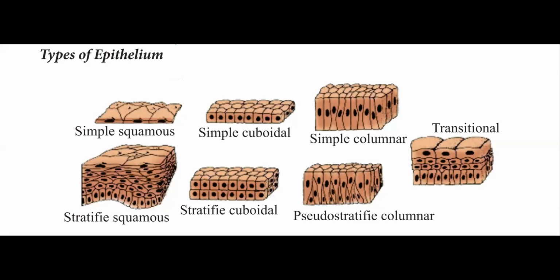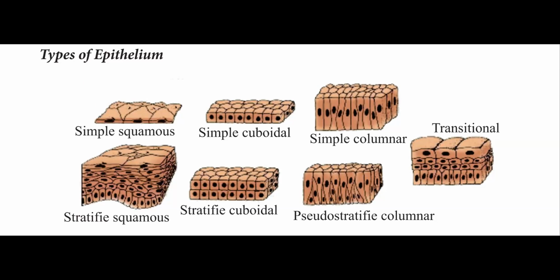We are going to discuss simple squamous epithelial tissue. This is a single cell layer thick, and it generally forms the inner lining of the mouth. It is a very delicate and very thin layer, so it is only present where exchange takes place, like the inner wall of the alveoli. Got it? Yes, sir.